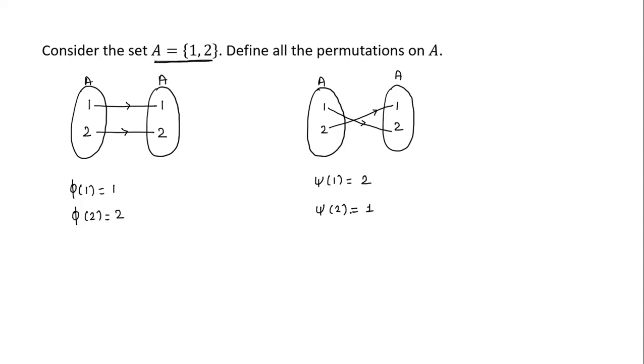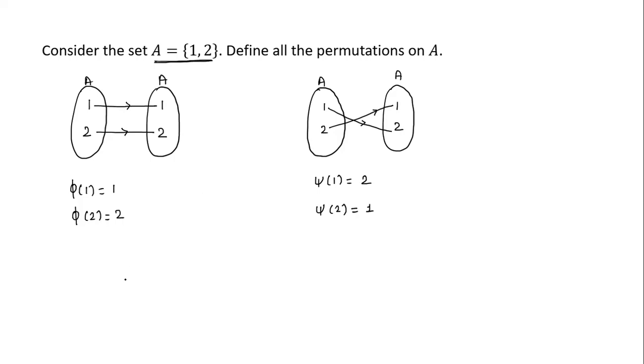These are the two mappings I have obtained. Now let me see whether there is any other possibility, any other permutation on set A or not. So I have already defined 1 to 1 itself in one mapping, and in the other mapping I mapped 1 to 2. Now there is no other element in A to which I can map 1, and similarly for 2 also. So these are the only two permutations which I can define on A.